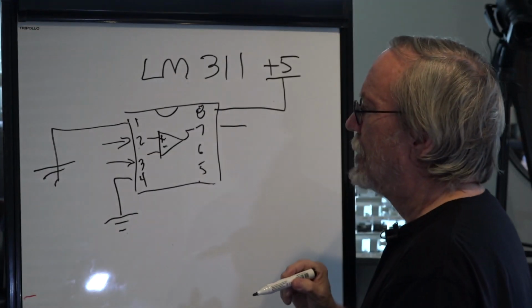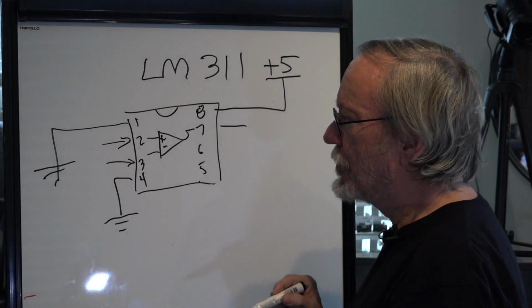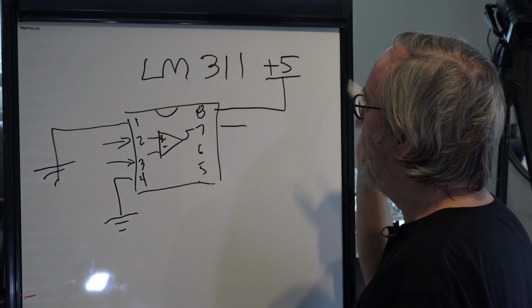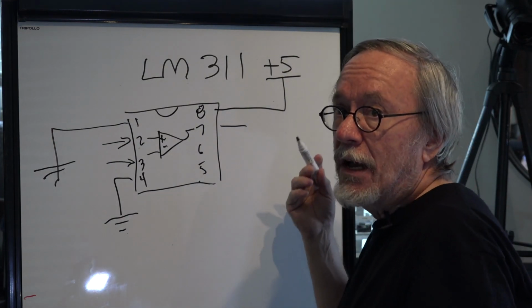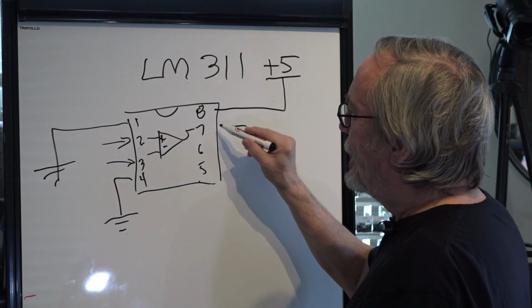Okay? So right now, if I lay this chip down on the breadboard, and I hook pin 1 to the ground, and pin 4 to the ground, and pin 8 to the +5, that guy's turned on. It's up. I can start putting inputs in.